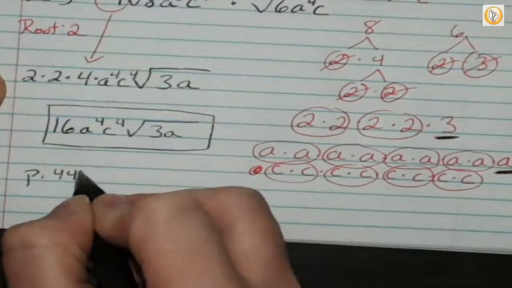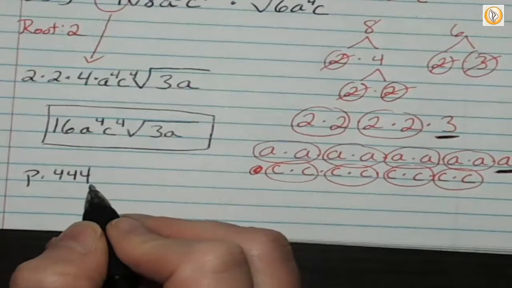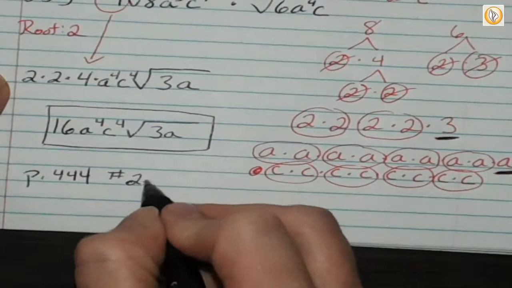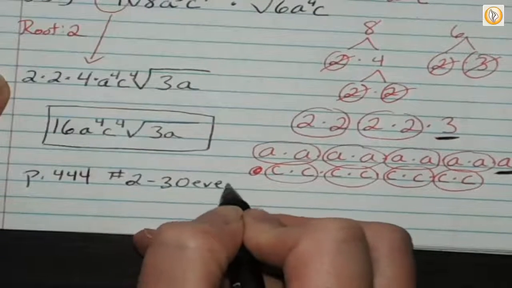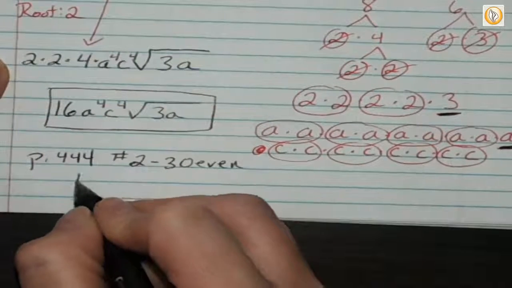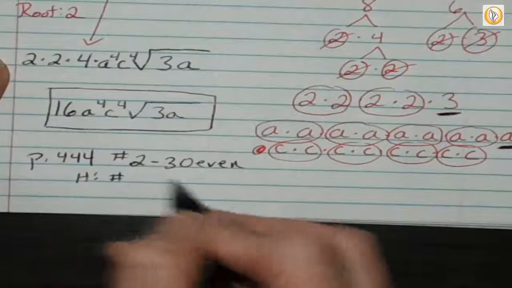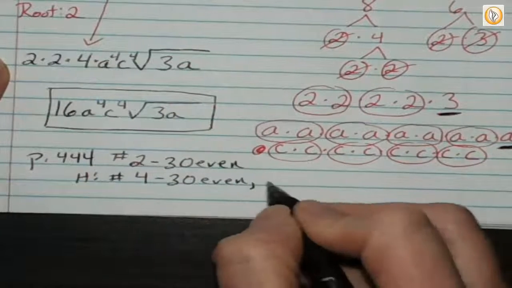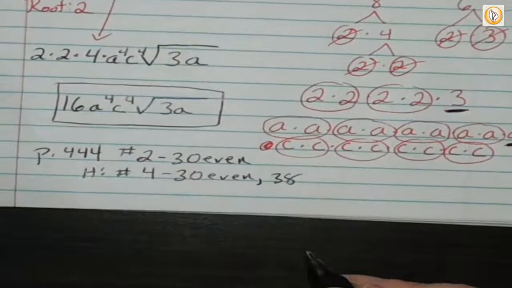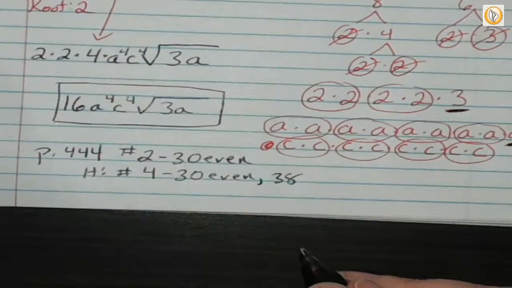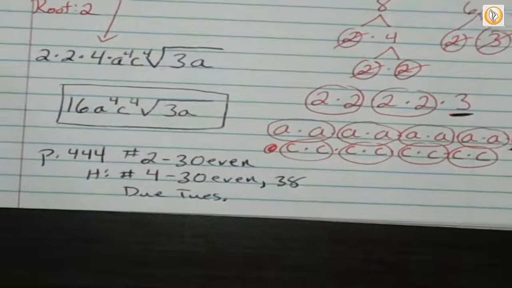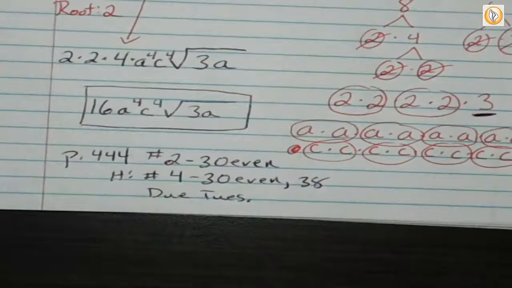Page 444. Numbers 2 through 30 even. Honors, 4 through 30 even, and 38. Due Tuesday. Why so many? You can handle it. Y'all need practice. All right.